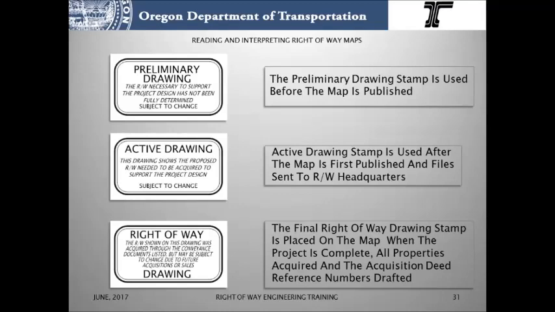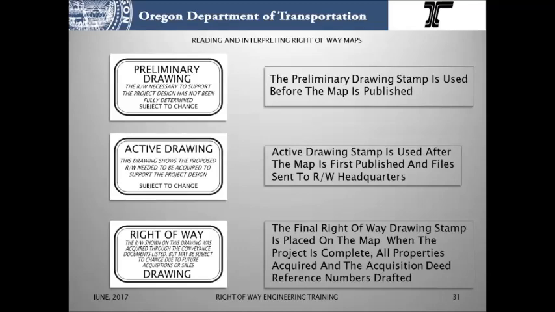So let's say that a writer has maybe 10, 15 files done. We have a large project. He just plots out a quick copy to hand to maybe the appraiser or someone in the region who needs to use it for their work. And so he puts the preliminary drawing stamp on there. And it just says that the right-of-way necessary to support the project design has not been fully determined.